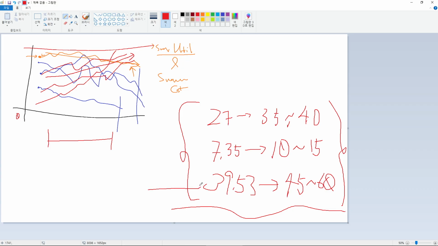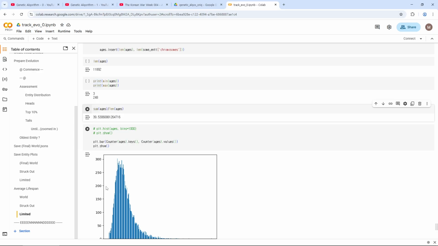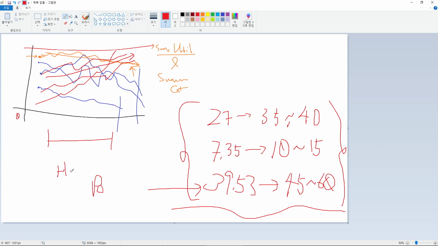Well, for the limited, having a higher max population would solve that, pretty much. Having a higher max population and a smaller number of offspring every generation.